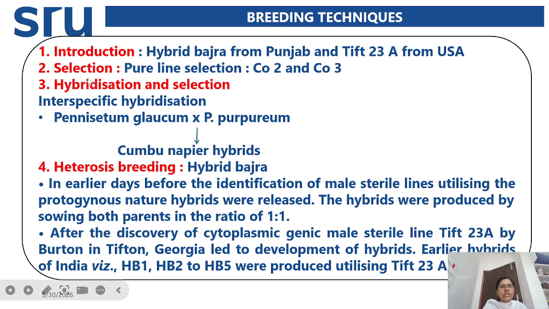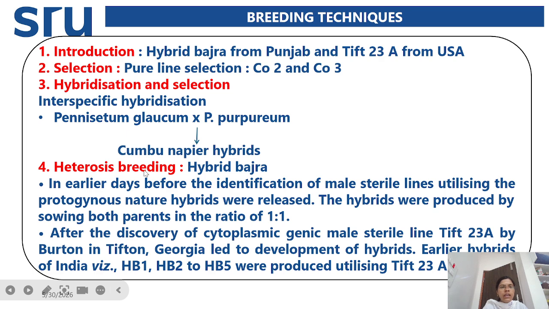And next is selection, that is pure line selection. Through pure line selection, they have developed Code 2 and Code 3. And next is hybridization and selection. Through interspecific hybridization, they have crossed Pennisetum glaucum and Pennisetum purpureum, and obtained the Kumbu Napier hybrids. So this is about the hybridization breeding method.